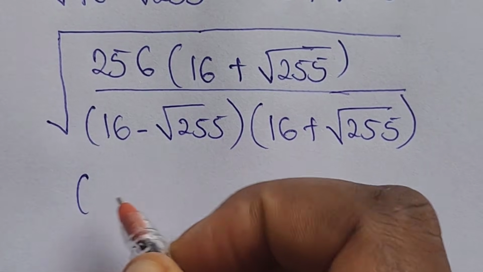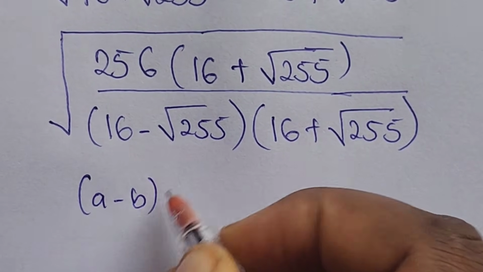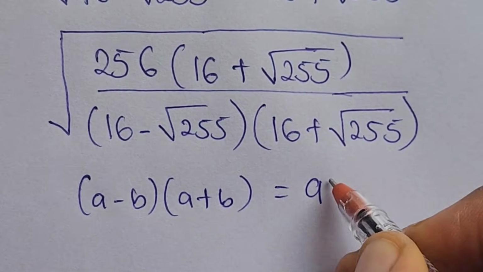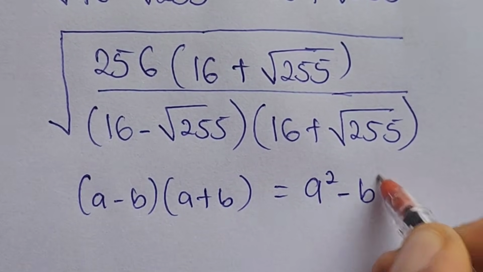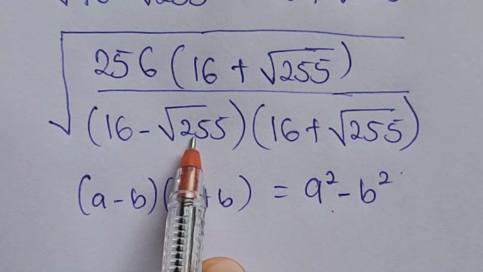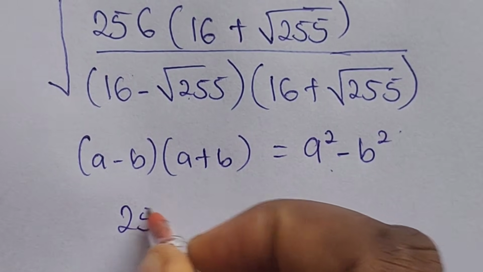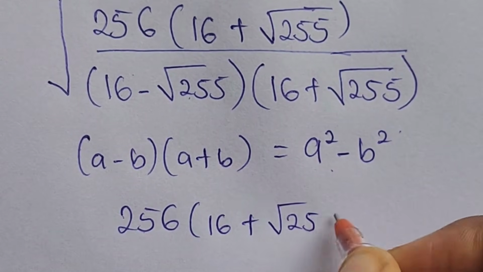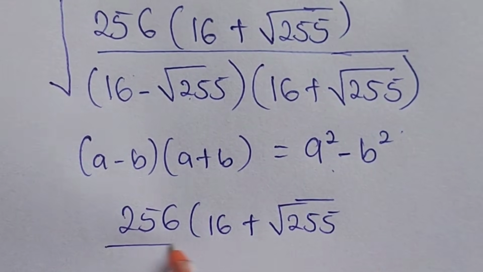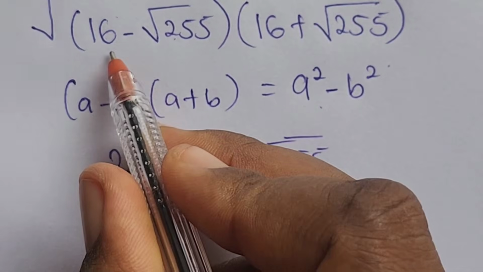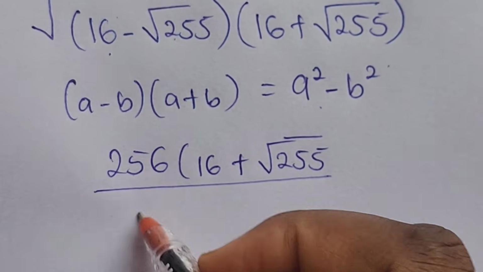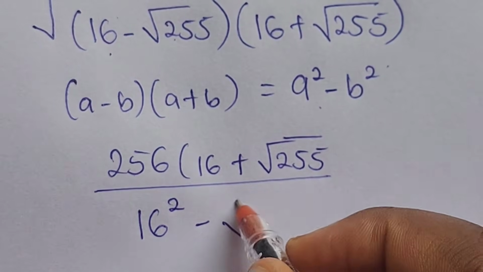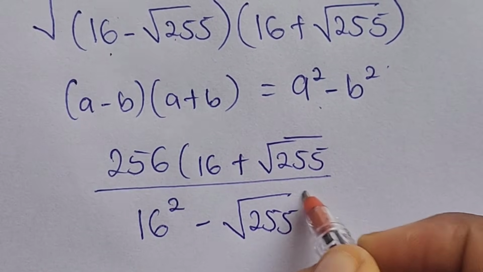Let's recall that a minus b times a plus b is equal to a squared minus b squared. So we'll be applying this here. So we have 256 times 16 plus root 255 all over, we have 16 squared minus root 255 all squared.